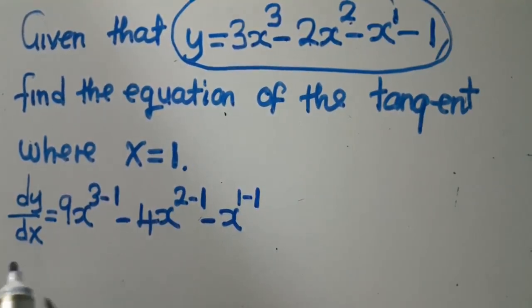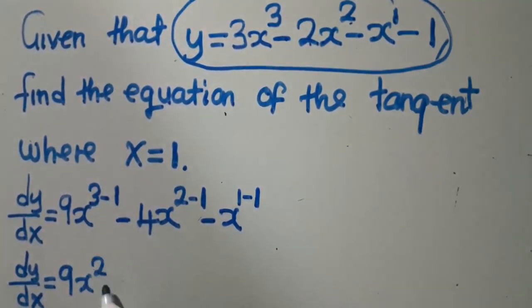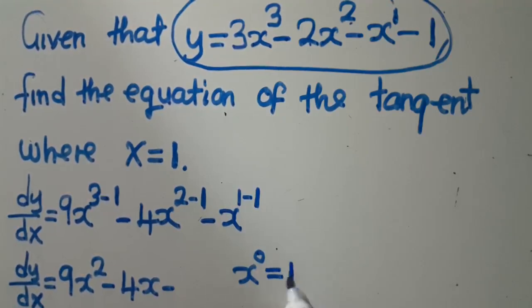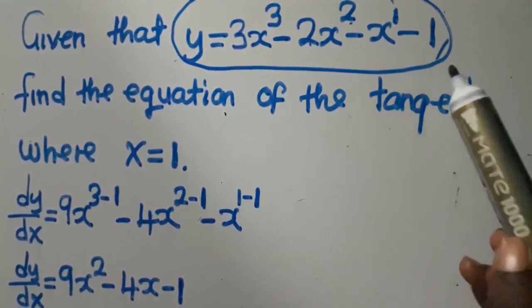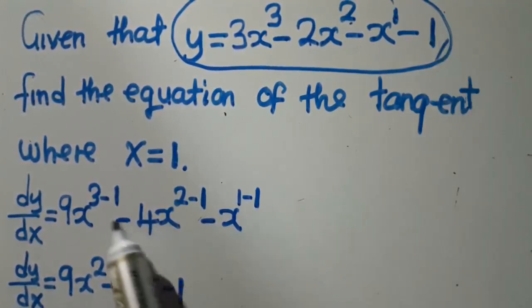Then finally, dy/dx is equal to 9x, 3 minus 1, that is 2, minus 4x minus, then you know that that is x to the power 0. You know that any number raised to the power 0 is equal to 1. So here it is just 1. Maybe you are asking yourself why I left out a 1 there when I was working out this part.